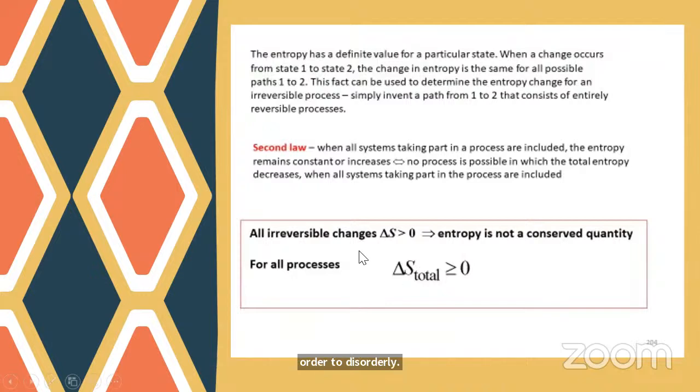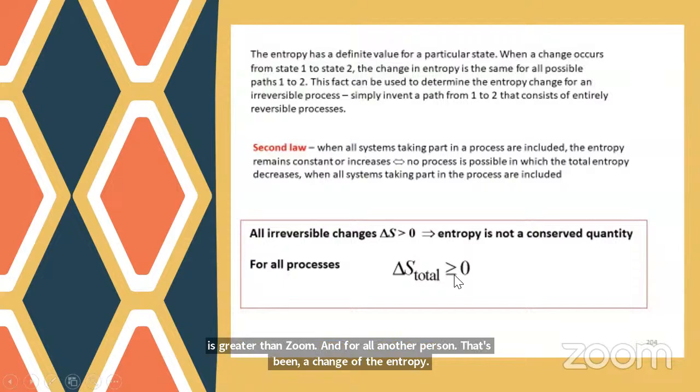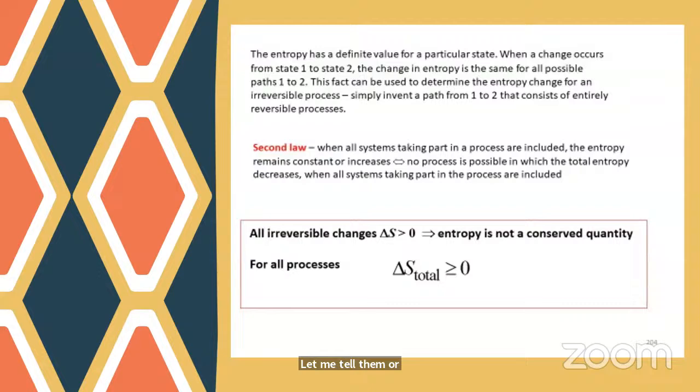So that is what we have here. In summary, we are saying that for all reversible changes, the entropy change is equal to 0. And for all other processes, the total change of the entropy is greater than or equal to 0. So let this be our take for today.